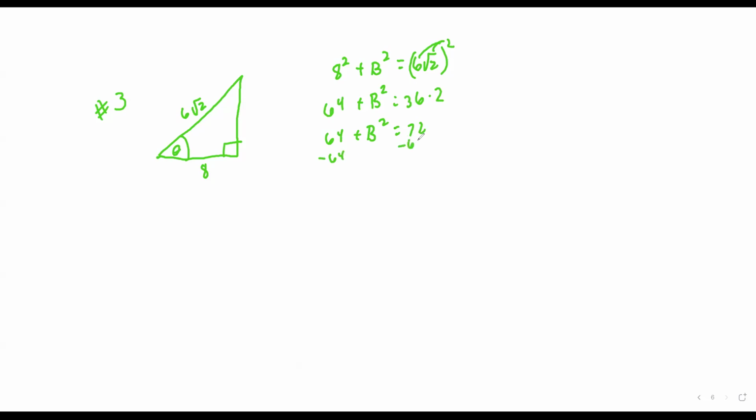Subtract your 64. So I get B squared equals 8. Take the square root of 8. We've done this already, and hopefully you get 2 square roots of 2. And you'll see a lot of common square roots, so you can quickly get the answer.